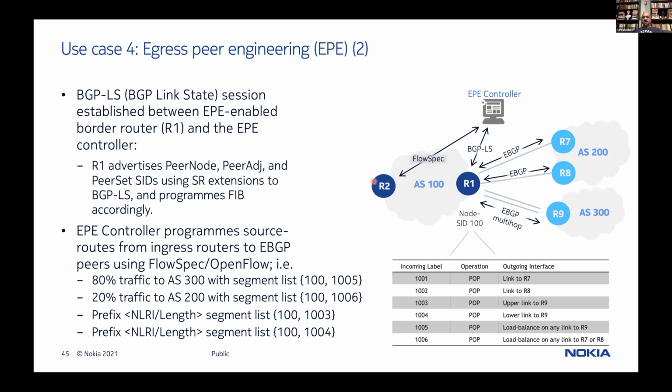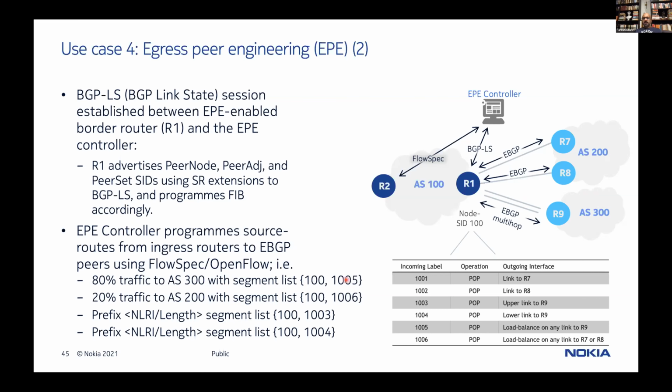So what you can do here is, because this controller has visibility of the segments, and it has an understanding, through configuration or otherwise, of how to deal with flows, we can advertise some flow entries to R2. One example could be that 80% of the traffic entering R2 that is destined for a given prefix should be sent over to AS300. And the segment list you should use to do that is 100 and 1005.